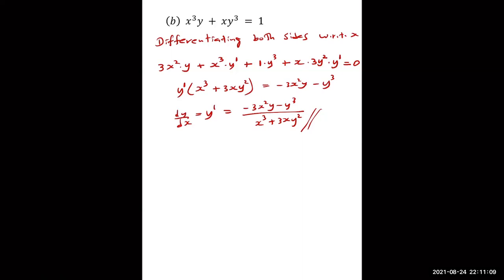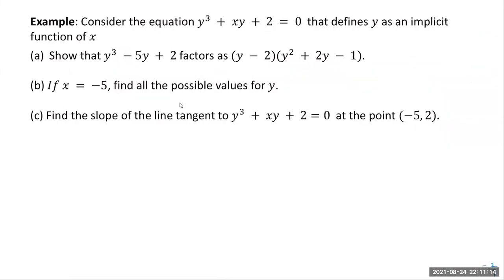All right, let's move on. Next, I want to work on another example. Consider the equation. Again, this y is given as an implicit function of x. Show that y cubed minus 5y plus 2 factors as y minus 2 times y squared plus 2y minus 1. It is not difficult at all. All you need to do is show that these are the factors of this one. What you do is you simplify this and show that you obtain this.